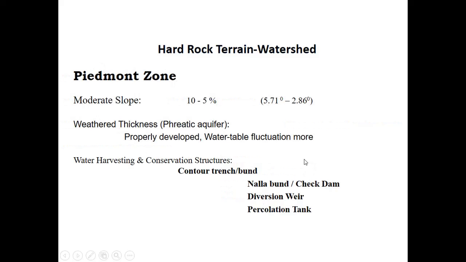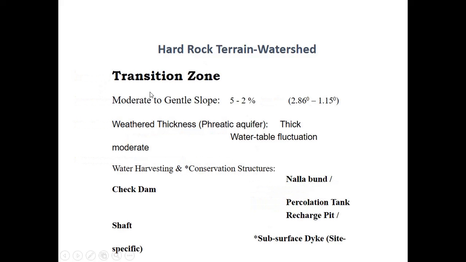In the piedmont zone, we have to go for contour trenches or bunds, nulla bunds or check dams, diversion weir and percolation tank. In the transition zone, the slope will be less than the piedmont zone or runoff zone, that is 5 to 2 degrees, and water table fluctuation is moderate here. The structures to be constructed here are check dams, shaft, nulla bunds and recharge pits or subsurface dikes.